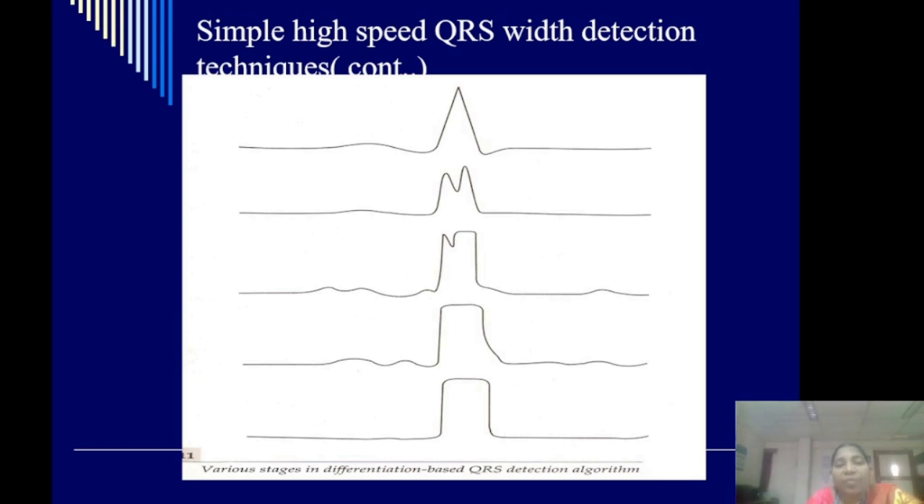In the next step, the first order derivative operation is shown here. In the third one, the second order derivative operation is applied. Then these two are added and the smoothing operation is applied. And finally, thresholding is applied to obtain the QRS complex from the signal.